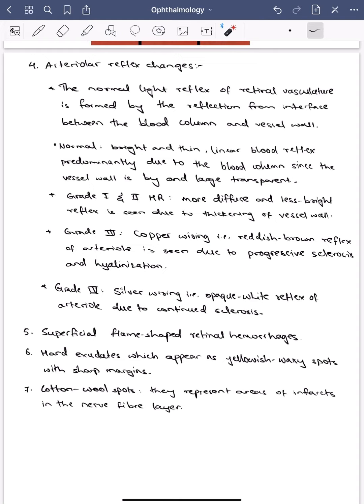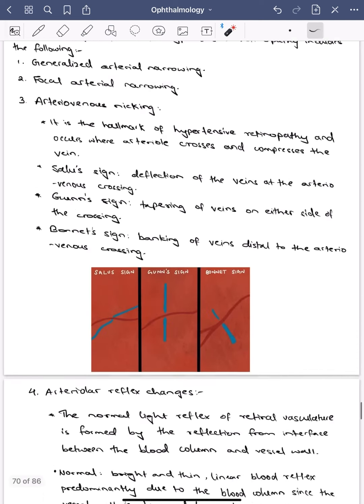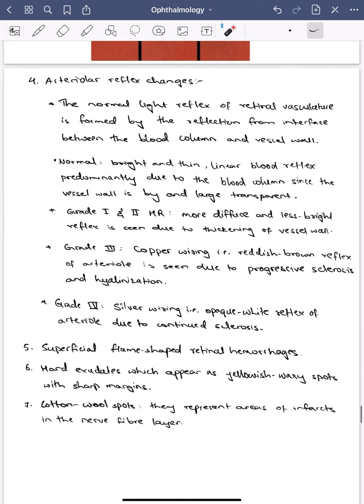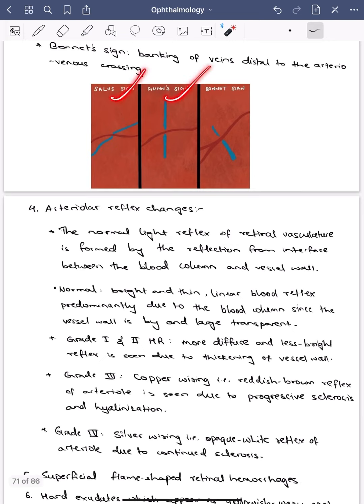So the clinical features of hypertensive retinopathy we've discussed are, the first is, just remember the first three: arteriolar narrowing and arteriovenous nicking. The first, arteriolar narrowing, is of generalized type and focal type. Then we have arteriovenous nicking, and this is the hallmark of hypertensive retinopathy. We discussed three signs: Salus sign, Gunn's sign, and Bonnet's sign.